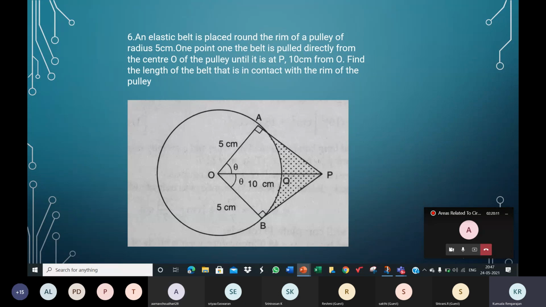If the question was only to find the length of the belt that is in contact with the rim of the pulley, maybe you should do the figure on your own. But find the area, also find the shaded area, suggests that the figure is to be given along with the question. Now you have to write the question and the figure, children. Let's see the answer quickly.